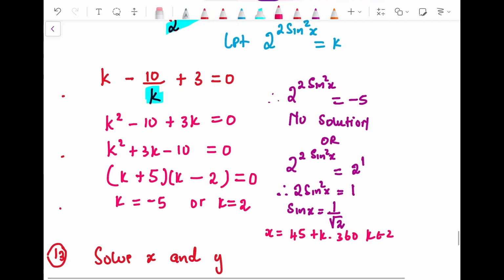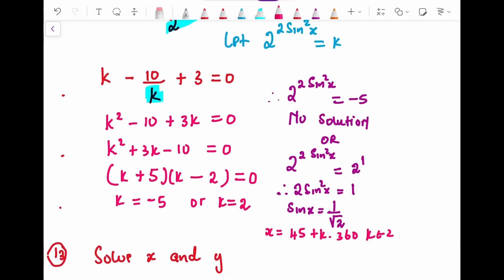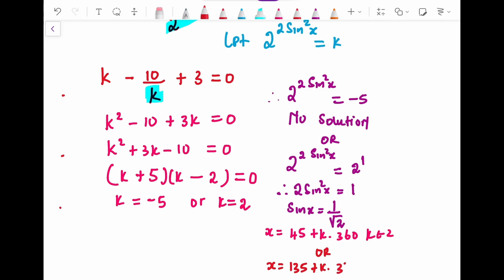Remember, for sine we have 2 solutions. And then we will say or x is equal to 180 minus 45. So 180 minus 45, it is 135 plus k multiplied by 360, where k is an element of integers. And then we have solved for x. So x is equal to this, or x is equal to that.